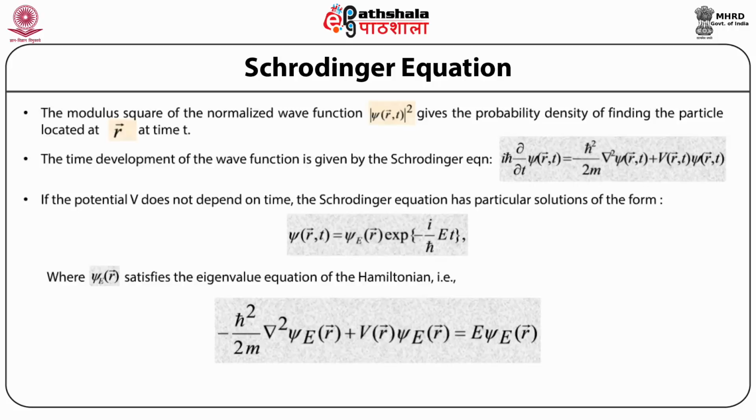Now, since the wave function is a function of both the position vector r and time t, the time development of the wave function is given by the Schrodinger equation, which can be written as i h cross times the partial derivative of the wave function psi as a function of position vector r and time t with respect to time is equal to minus h cross square by 2m times del square acting on the wave function psi as a function of position vector r and time t, plus the potential energy term as a function of position vector r and time t acting on the wave function psi as a function of position vector r and time t.